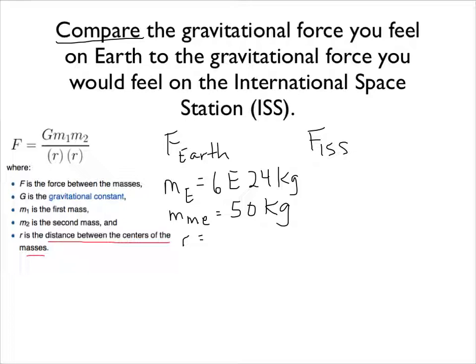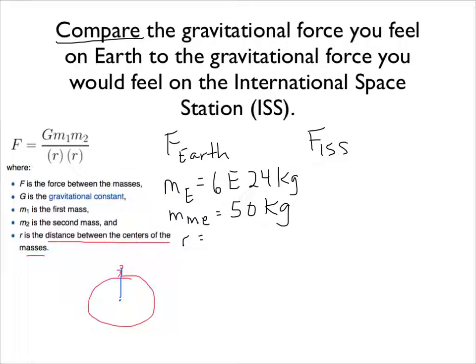We're looking at the distance between the centers of the two masses. And because of the size of the Earth, that is a huge value. If you're standing on the Earth, you're this little teeny tiny person standing on the Earth, we're going to go from your center to the Earth's center. What we need to know is how far is it to the center of the Earth. What we really need to know is what's the radius of the Earth.